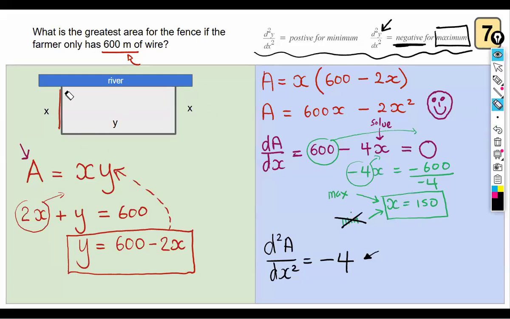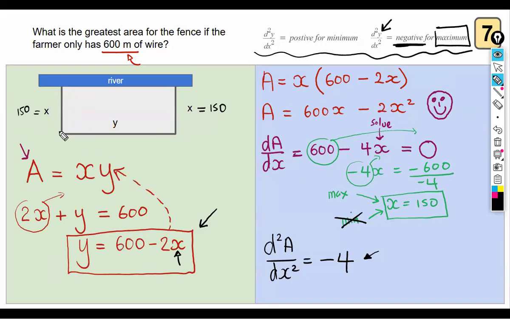So we need x to be how much? 150. So let's go back to my diagram here. For us to get a maximum area, x has to be 150. You think you can calculate y? There are two ways to calculate y, but don't you have an equation here to calculate y? Once you know the value of x, you just substitute in x over here, 150, and minus it from 600.